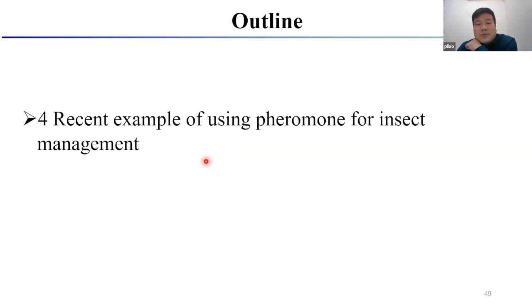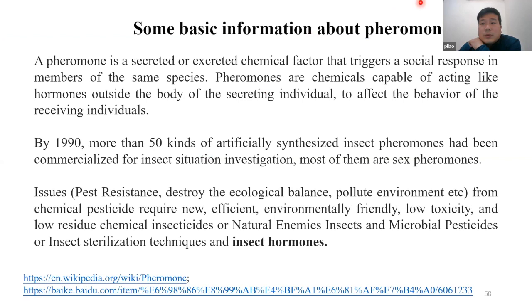So first I want to talk a little bit about some basic information about pheromones. A pheromone is a secreted or excreted chemical factor that triggers a social response in members of the same species. Pheromones are chemicals capable of acting like hormones outside of the body of the secreting individual to affect the behavior of the receiving individuals. So from 1990 till now, there are more than 50 kinds of artificially synthesized insect pheromones that have been commercialized for insect situation investigation, and most of them are sex pheromones.